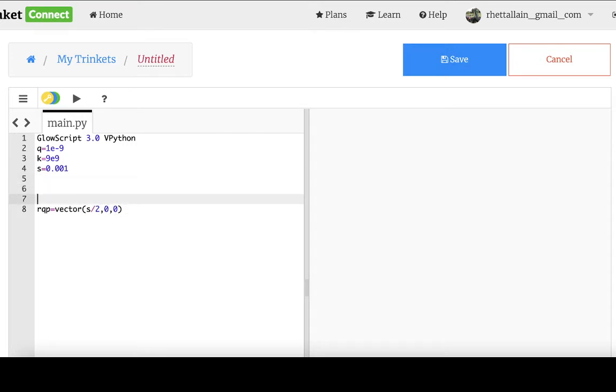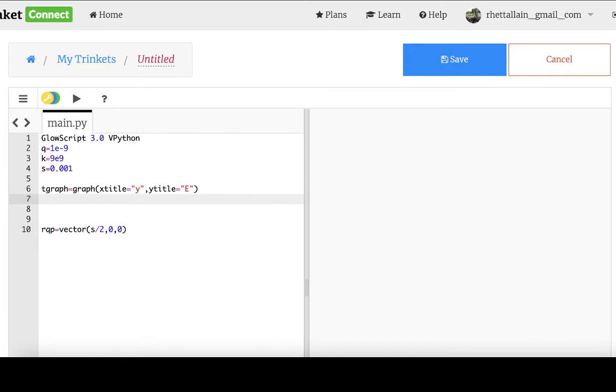I'm also going to need to make a graph. So let's just put that in here. T graph equals graph. I'm having typing problems. Graph. X title is going to be equal to Y. Let's just call it Y. And then Y title is going to be E. Let's just leave it like that. And then I'm going to make two graphs. FE is a G curve.